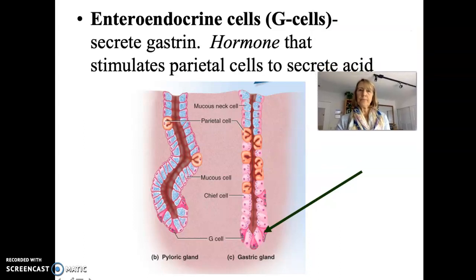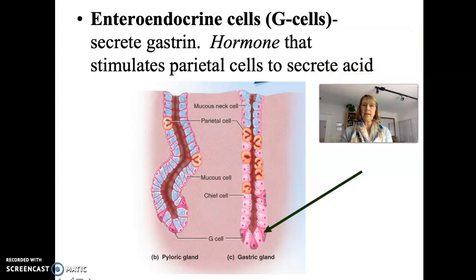G cells, enteroendocrine cells, and they're going to secrete gastrin. So if it's an enteroendocrine cell, it's a hormone. And that is going to do what? It's going to stimulate those parietal cells to secrete that acid. So it's sort of tag team here. G cells telling those parietal cells to secrete it.